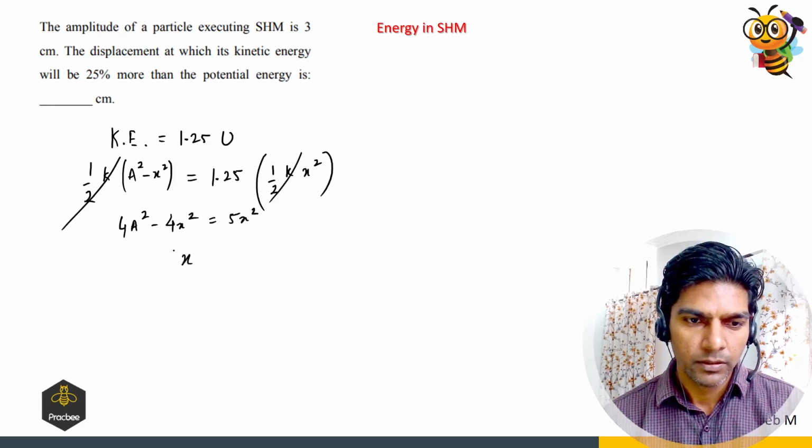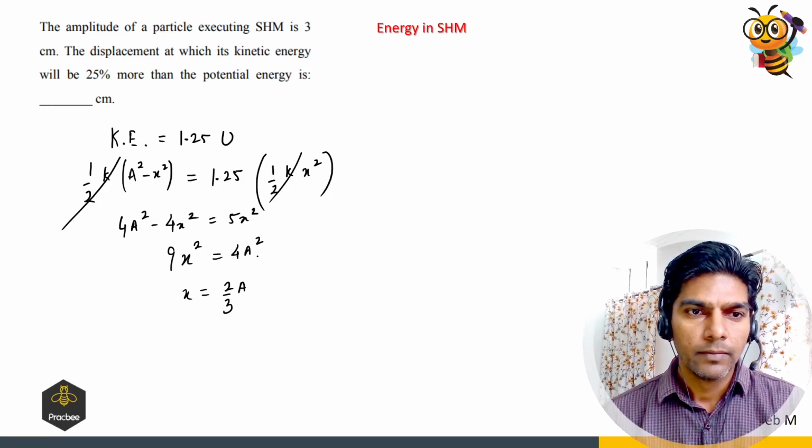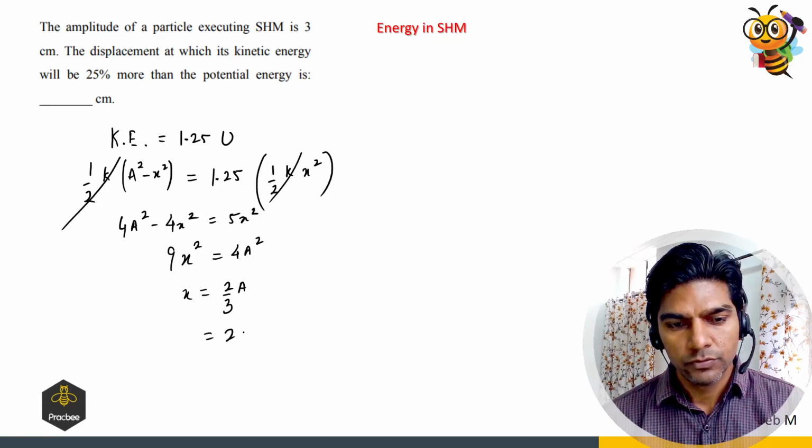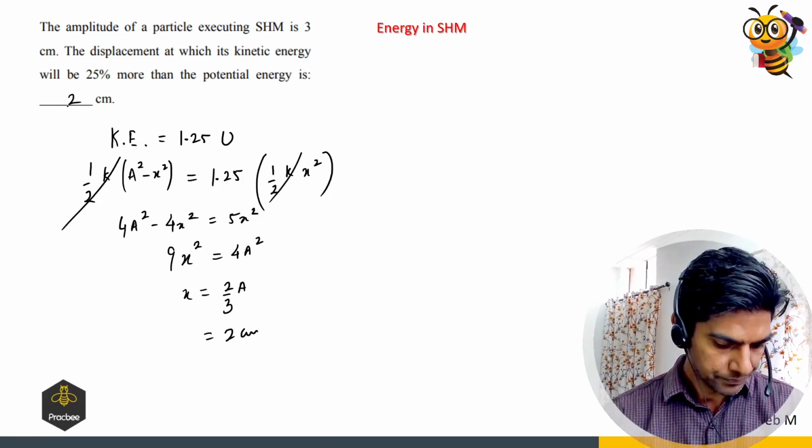From this, 9x square will be 4a square. So x comes out to be 2 by 3a, right? And the amplitude we have been given is 3, so that will be 2 centimeters. So 2 is the answer.